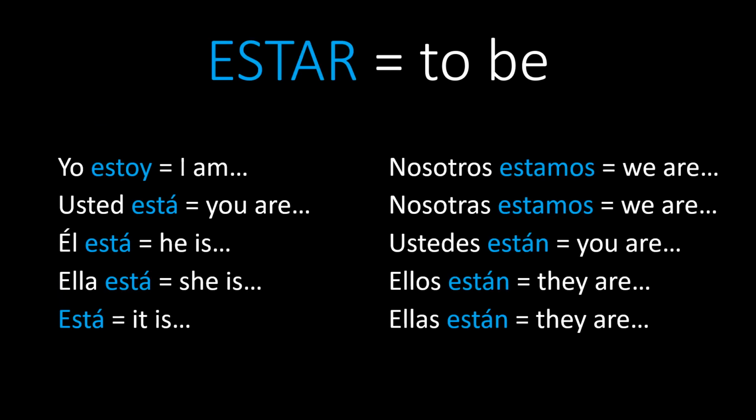Before we look at those circumstances, let's take a look at how to conjugate the verb estar. Yo estoy, usted está, él está, ella está, nosotros estamos, nosotras estamos, ustedes están, ellos están, ellas están. Note the accent marks. You have an accent mark on está and on están as well.